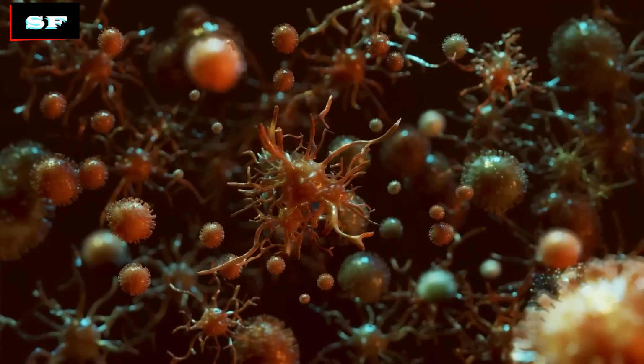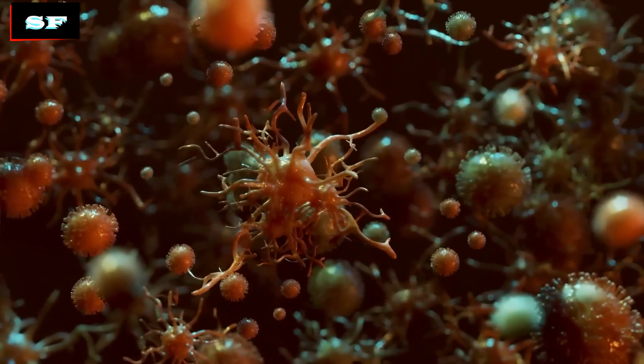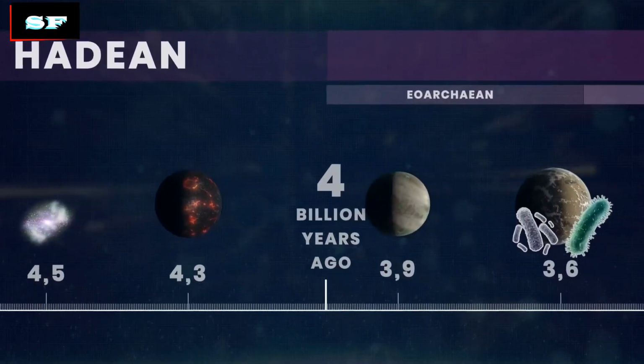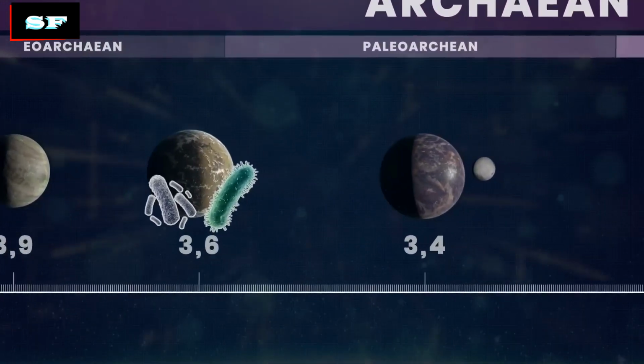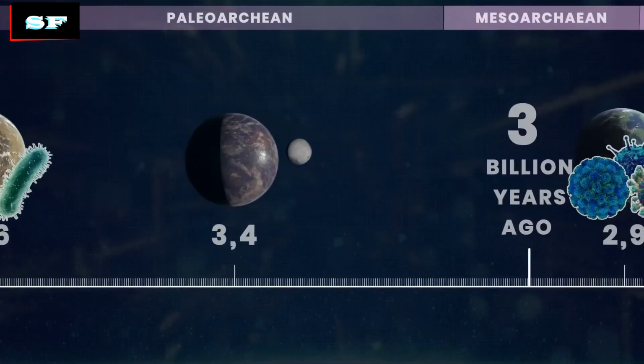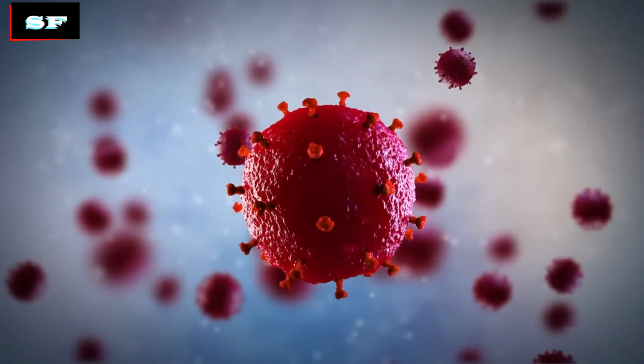For billions of years, tiny microbes and single-celled organisms evolved and began feeding on methane around 3.6 billion years ago. And at the 3 billion year mark, evidence of viruses was found. However, some argue that viruses could be as old as life itself.